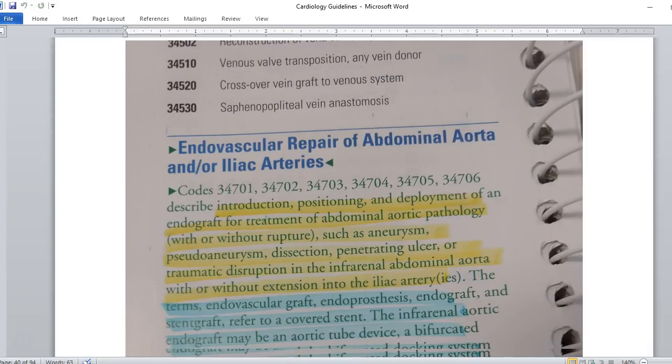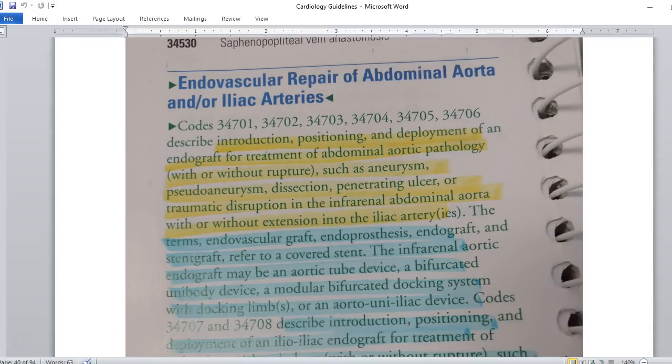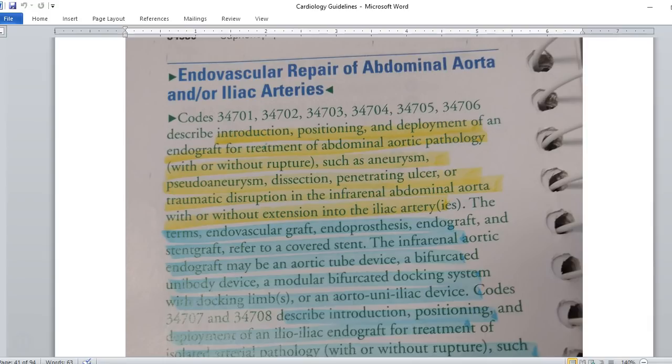Okay, so I'm going to finish here and I'm going to pick up the next lecture with the endovascular repair of the abdominal aorta and iliac arteries.